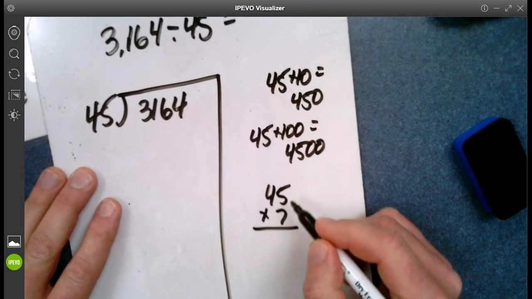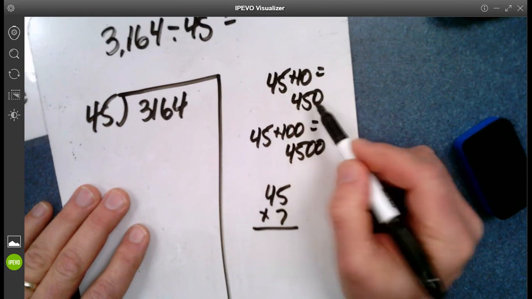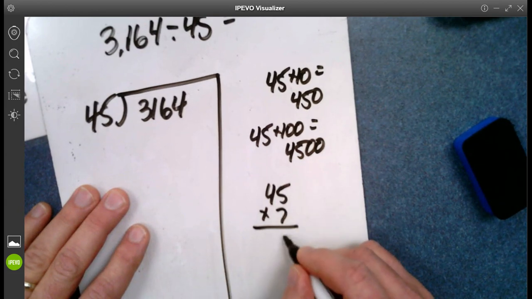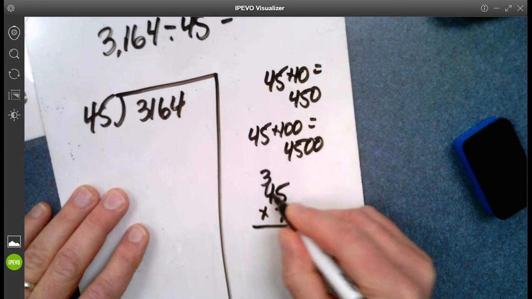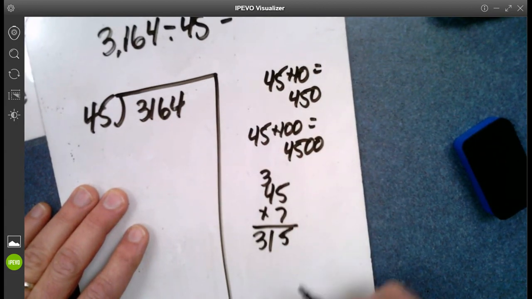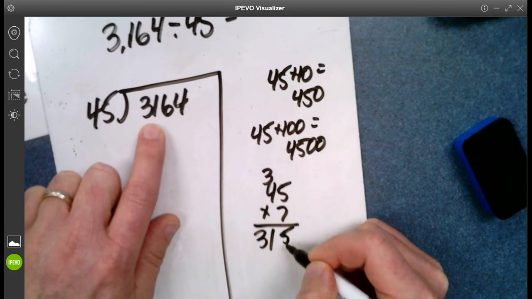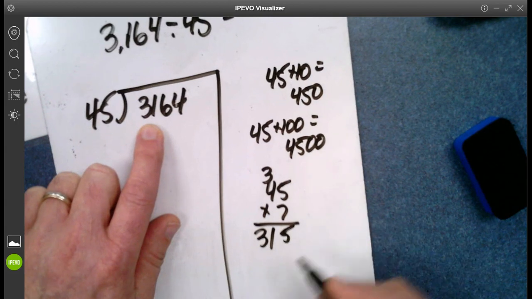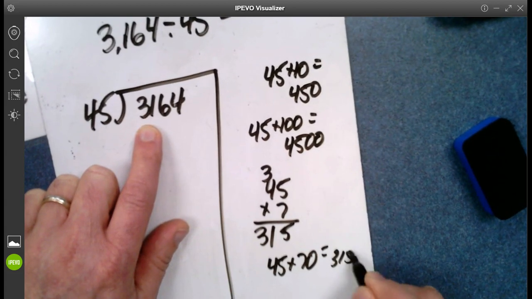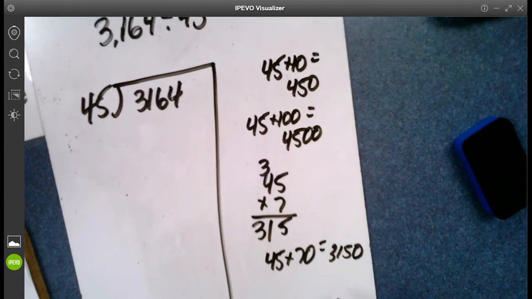I'm just going to multiply 45 times 7. Again, it's a guess and check. Need something a little less than this because 450 is higher than 316. 5 times 7 is 35. 7 times 4 is 28, plus 3 is 31. And so 45 times 7 is 315. That's lower. So then 45 times 70 is 3150. Holy cow, look how close that is.